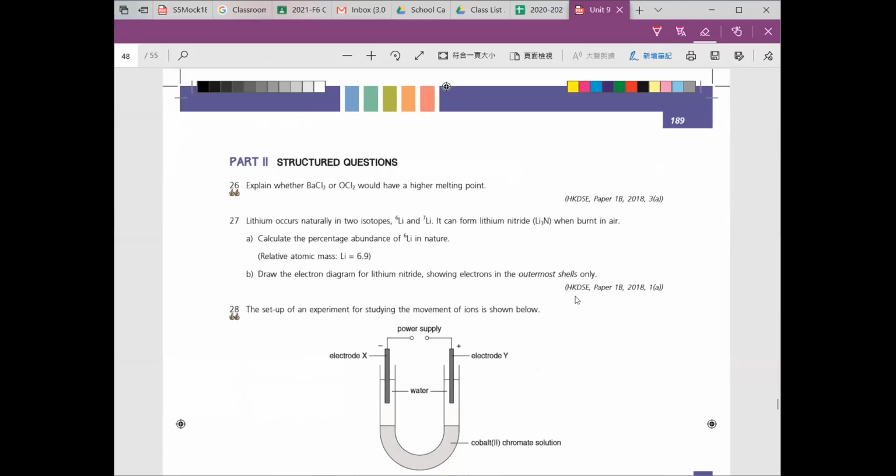Take a look. This question, this is the first question. Lithium. Can you see that? Lithium occurs naturally in 2 isotopes, lithium 6 and lithium 7, and it forms a nitride. Calculate the percentage abundance of this. Then draw the electron diagram of lithium nitride, showing electrons in the outer shell only. Okay. Is it clear? It's easy, right?